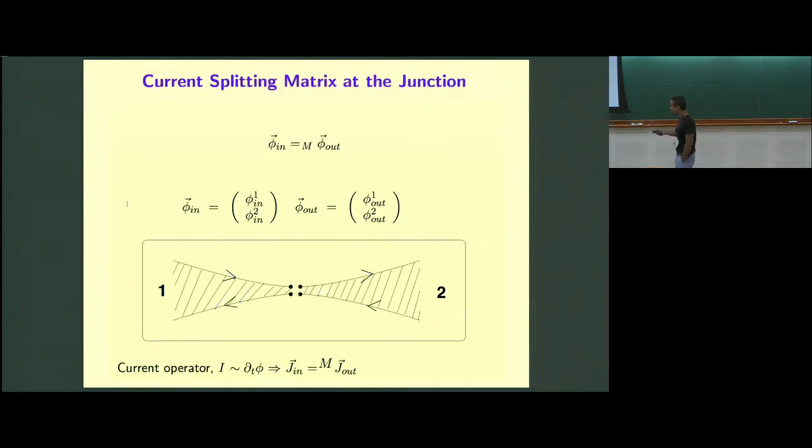And then you can ask, what is a good M? So now it is not a current splitting operator, it's essentially a field splitting operator. It's really an operator statement. And you can ask this question, what is a good M?